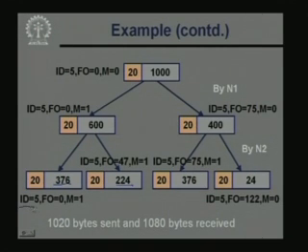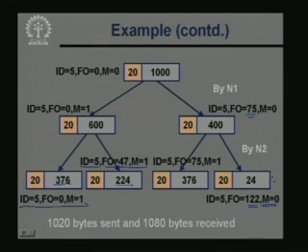So, for the first one ID is 5, FO 0, M equal to 1, this is the first portion. For the second one ID is again 5, FO will be 47 because 376 divided by 8 is 47, and M equal to 1, there are more. Similarly, this will get fragmented in a similar way. So, here FO will be 75, and for the next one FO will be 75 plus 376 divided by 8, this will become 122, and for the last one the more fragment bit will be 0, there are no more fragments.